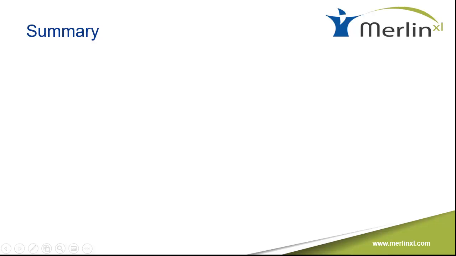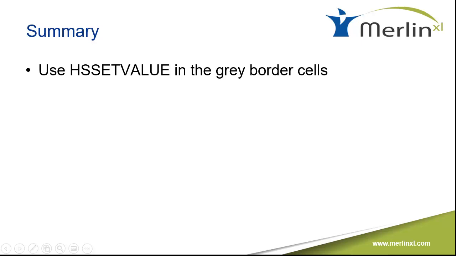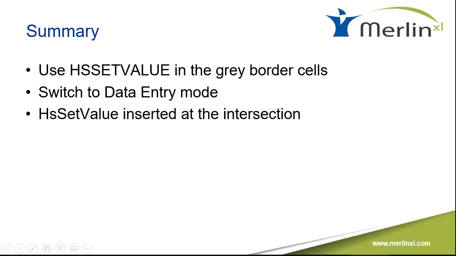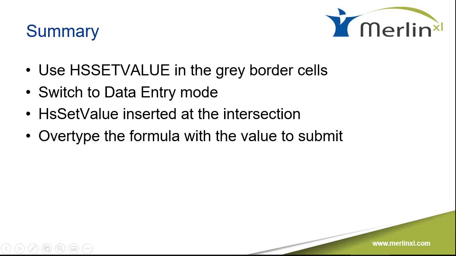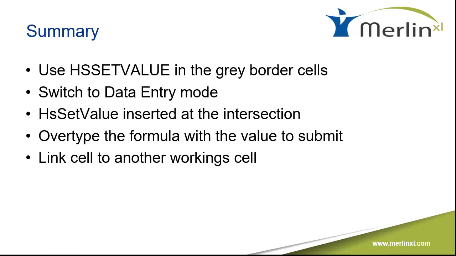So in this video, we have seen how you can use the SmartView wizard for data entry. You use the HS Set Value in the grey border cells to indicate which rows and columns are to be used for data entry. Then, when you switch to data entry mode, the HS Get Value formulas are switched to HS Set Value formulas wherever there is an intersection of the HS Set Value in the grey border cells. To enter a value, just overtype the HS Set Value formula with the number that you want to submit. Or use a simple Excel formula to link the cell to another in the workbook.